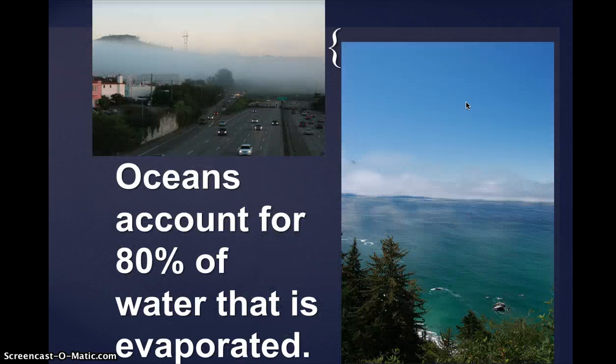Okay, just a fact, about 80% of the water that is evaporated comes from our oceans. So as you can see here in these pictures, you can actually see the water vapor rising. Right here is a nice cloud of fog that's forming on a nice morning.